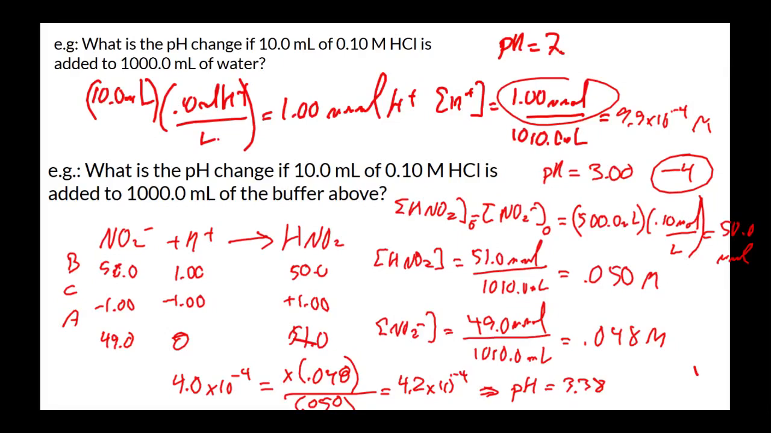But remember, the pH of our buffer was 3.4. So we have a pH change of minus 0.02 pH points. Compared with the water, when the same amount of acid was added, it dropped by 4 entire pH points. So the buffer did its job. It effectively resisted the change in pH, even though the same quantity of a strong acid was added, from going down by 4 points to only 0.02 of a point.